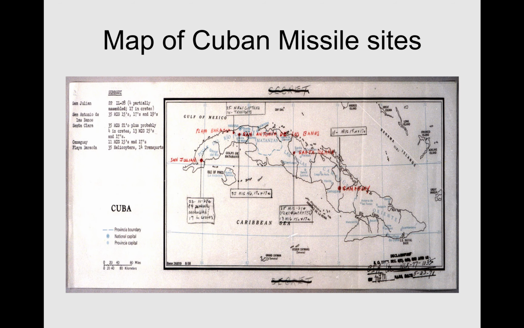So as I mentioned to you a couple of lessons ago, what the United States discovers is that there are medium-range ballistic missiles that have been placed in Cuba by the Soviet Union. So on this map, you can see everywhere where there is a red dot, those are places that they have identified as kind of accumulation of weaponry in those different spots in Cuba.